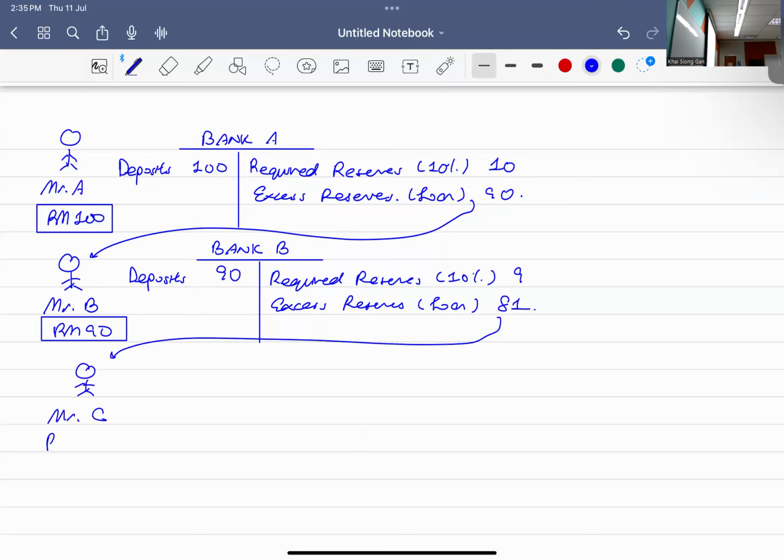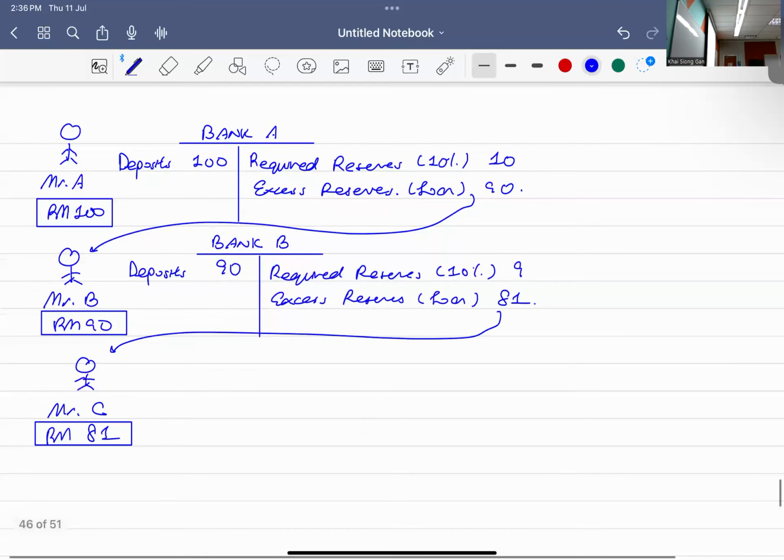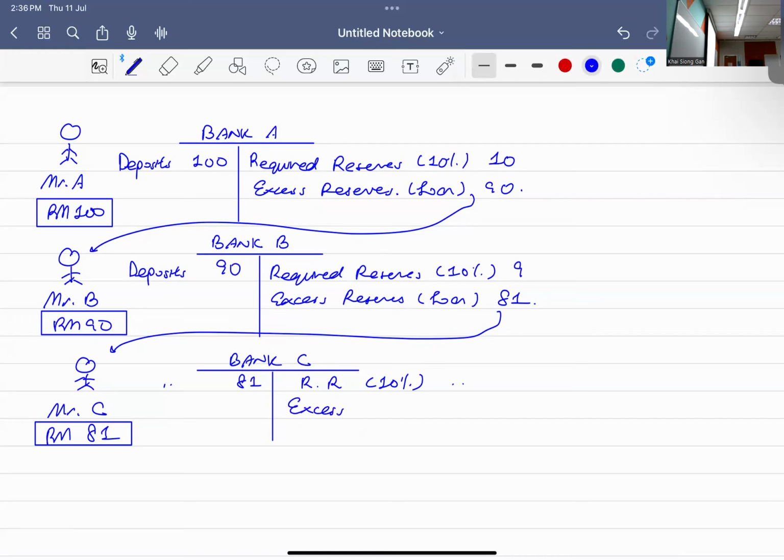For example, we have Mr. C here. Mr. C will have the 81 ringgit already. He does the same thing again: he puts the money into, for example, bank C, as a deposit of 81 ringgit. Then there's a required reserve of 10% of the 81 ringgit, which must be kept by the bank, and the rest, the excess reserve, can be used as a loan to other persons.